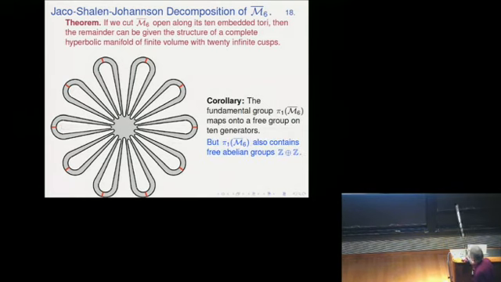So it has lots of non-abelian structure, but it also has lots of abelian structure, because each of these tori has a free abelian fundamental group Z plus Z, and it follows from standard results that it injects into the fundamental group of the whole thing. So it's a very complicated object.